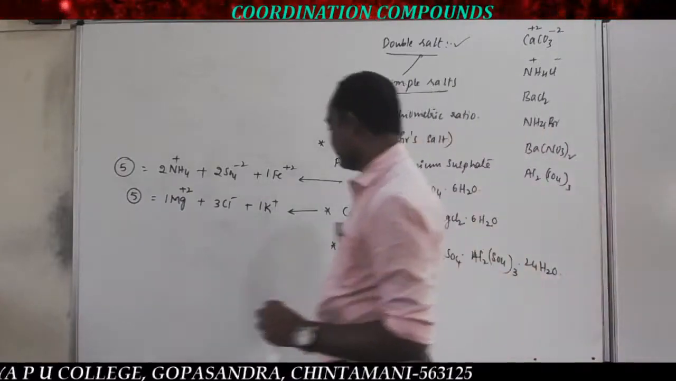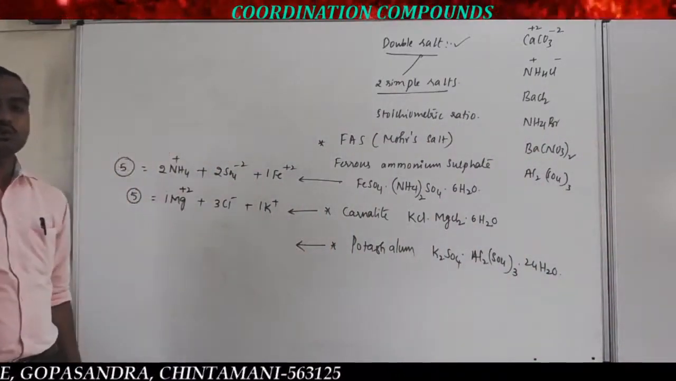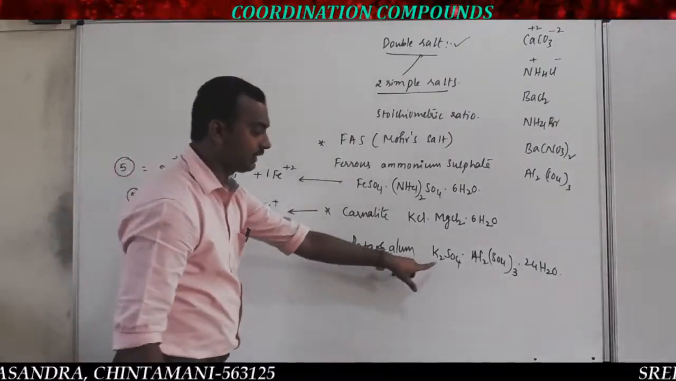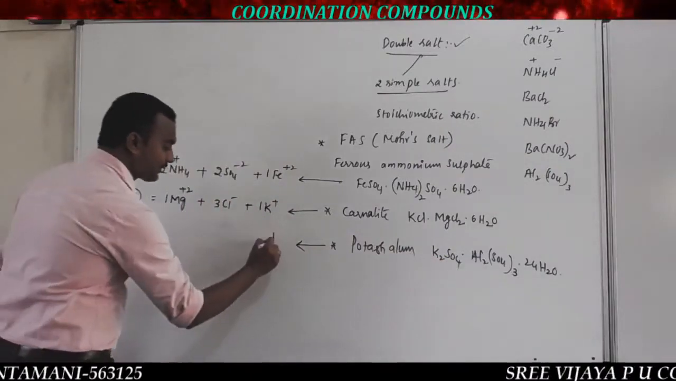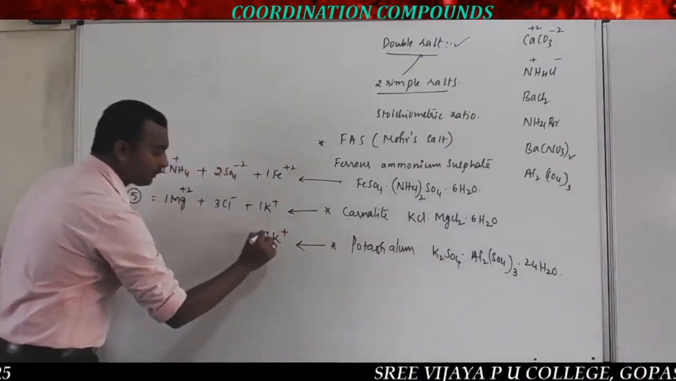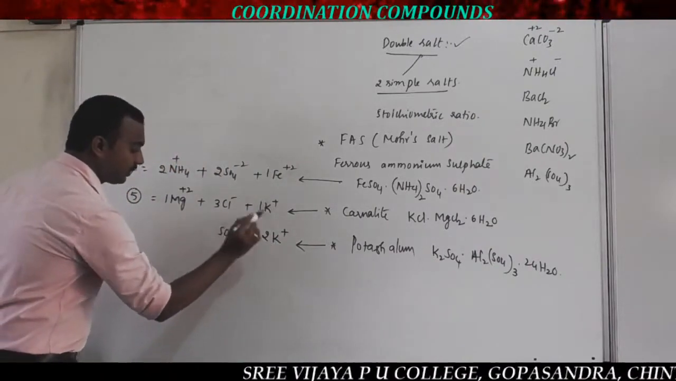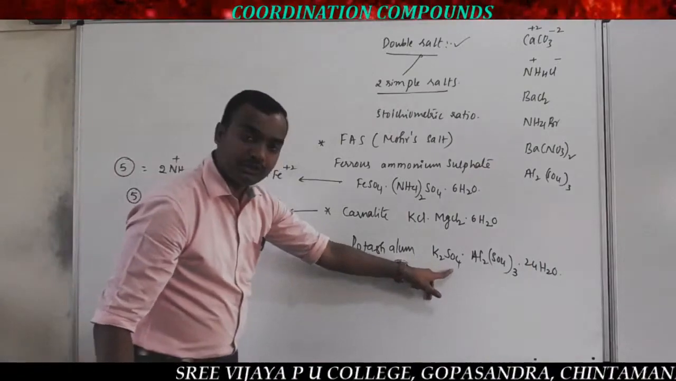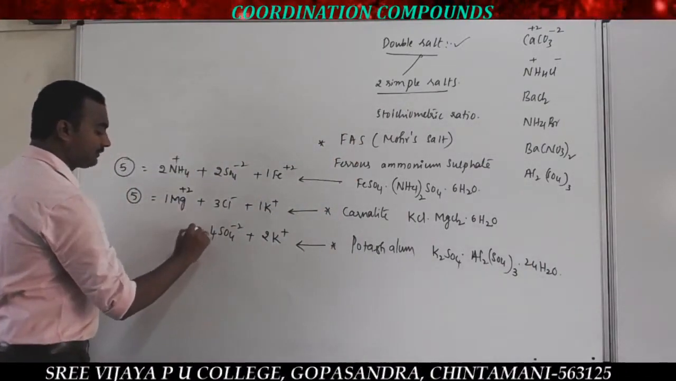And one more is potash alum. So how many ions are formed when the potash alum is dissolved in the water? So you be careful with the number of ions. So one is potassium plus. Potassium plus. So how many potassium plus are there? 2 potassium plus. Next one is sulfate ion, SO4 2 minus. So ಇಲ್ಲಿ 1 sulfate ಇದೆ, ಇಲ್ಲಿ 3 sulfate ಇದೆ. Totally how many moles? 4 sulfate ions ಬರುತ್ತೆ.